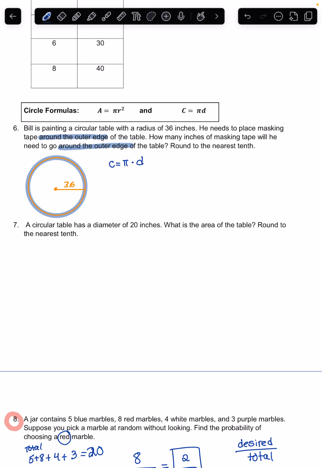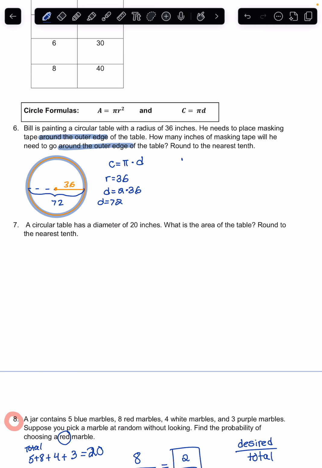So now the formula says circumference equals pi times the diameter. I'm given the radius is 36. The diameter extends all the way across. So it is the entire distance from one side of the circle to the other that goes through the center. So in order to find the diameter, you're doing 2 times the radius. So 2 times 36, which gives us 72.